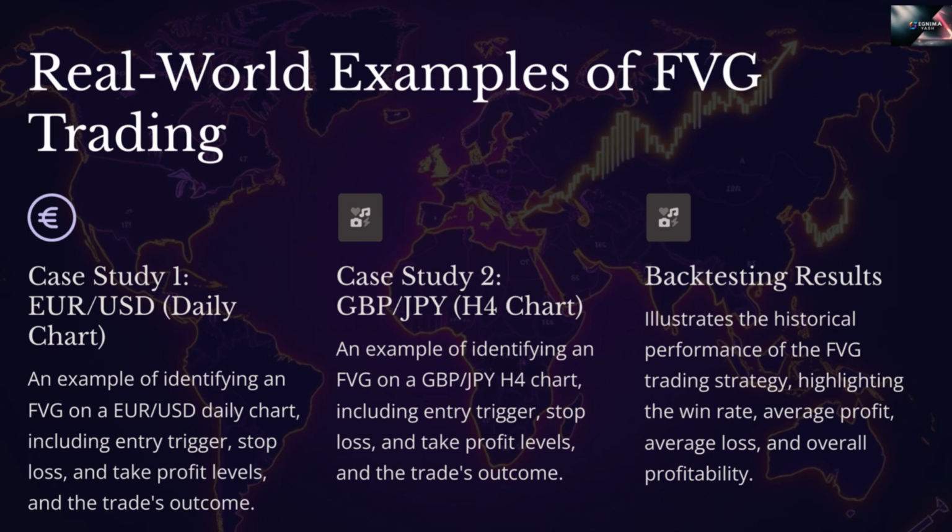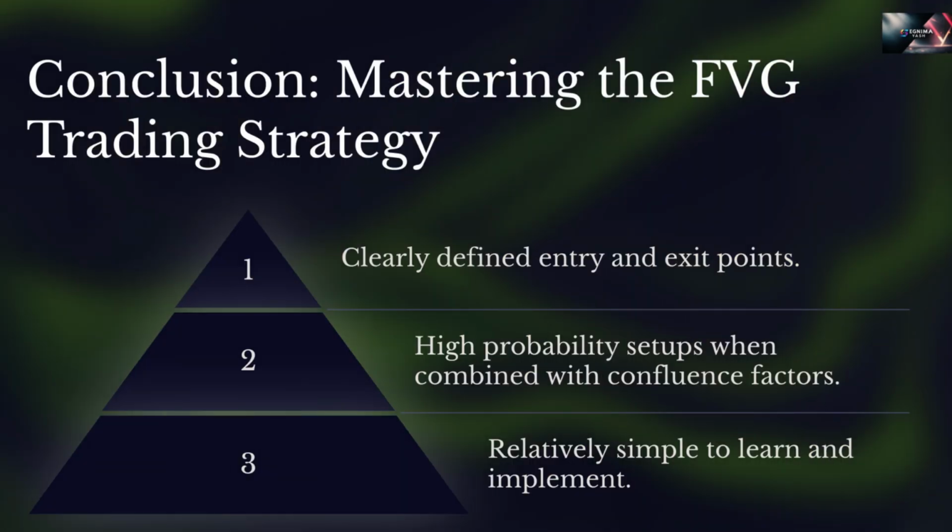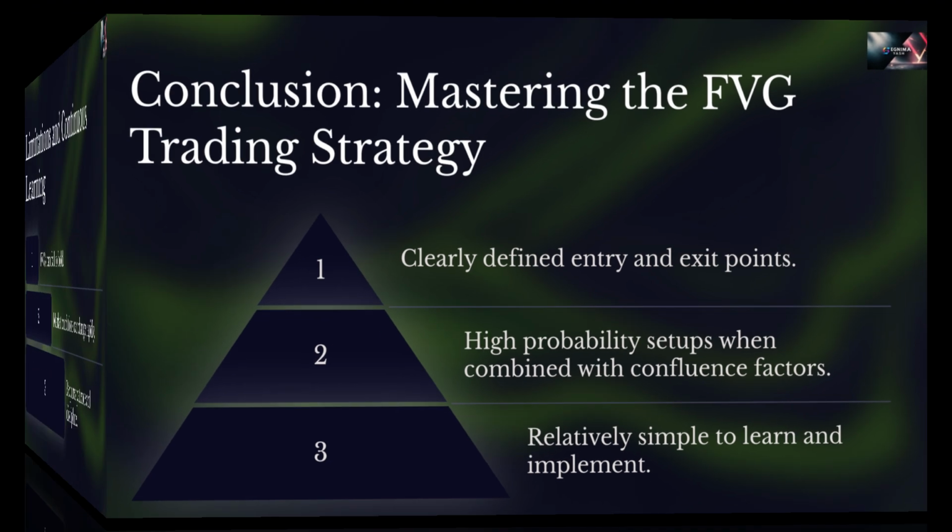Backtesting results illustrate the historical performance of the FVG trading strategy, highlighting the win rate, average profit, average loss, and overall profitability. Conclusion: mastering the FVG trading strategy. Clearly defined entry and exit points. High probability setups when combined with confluence factors. Relatively simple to learn and implement.